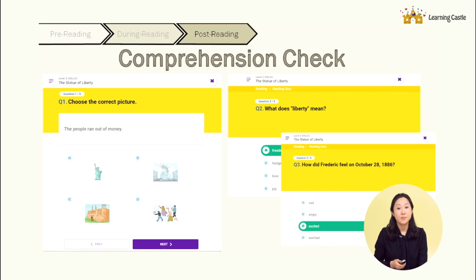You can do simple comprehension checks through the Learning Castle website. You can choose a correct picture, or you can search the meaning. What does liberty mean? The questions also ask about some details in the passage. How did Frederick feel on October 28, 1886? And it actually says that he was excited on that day.